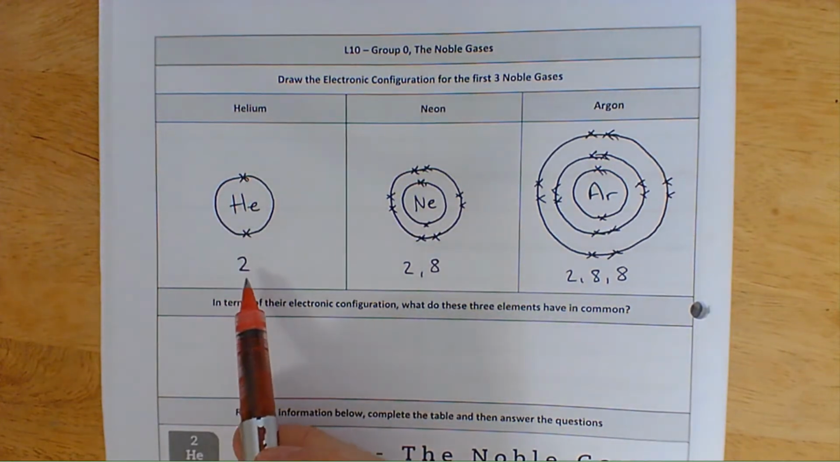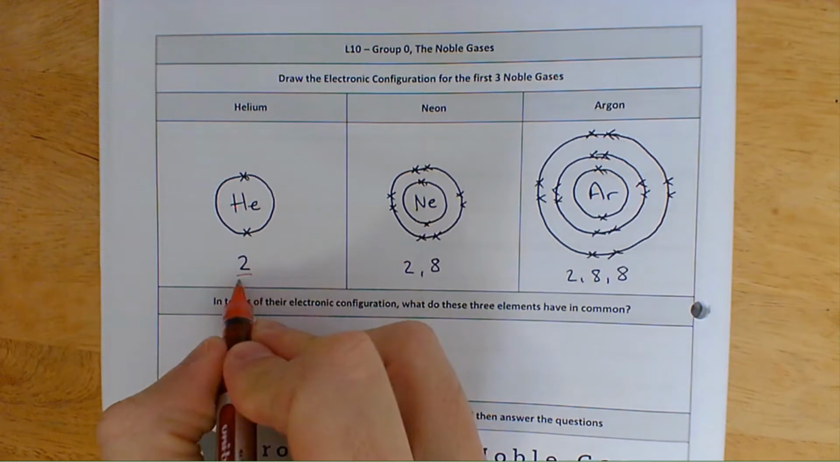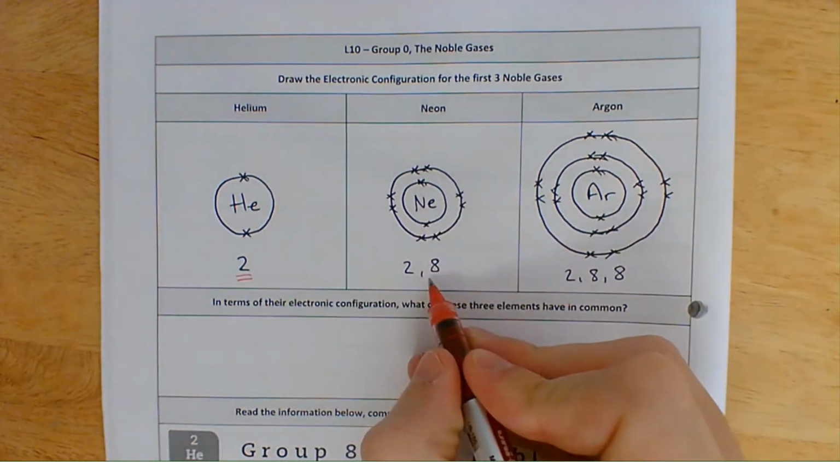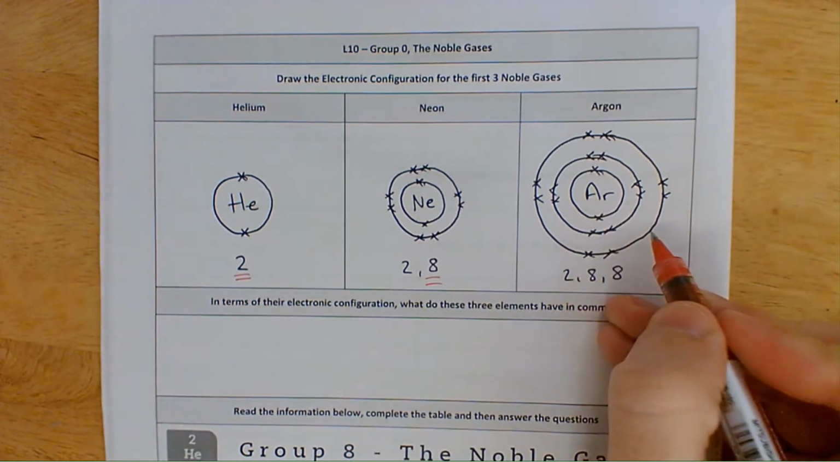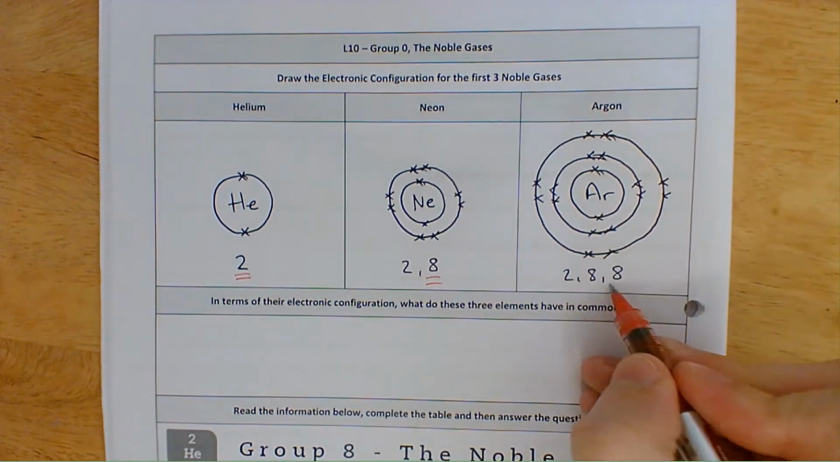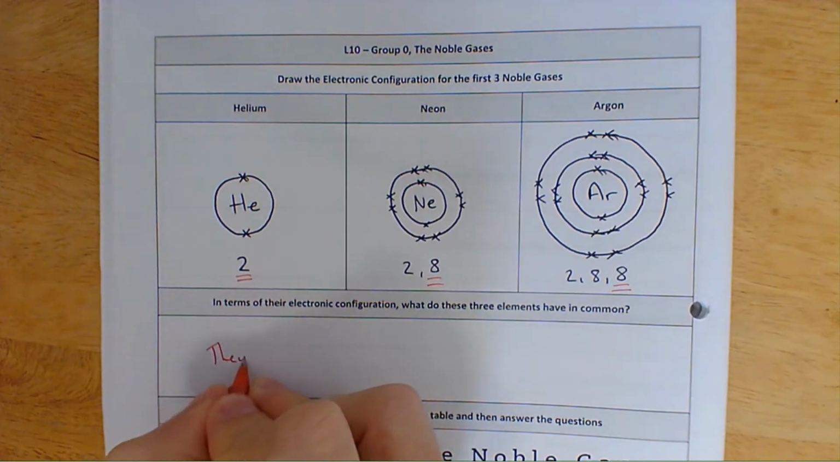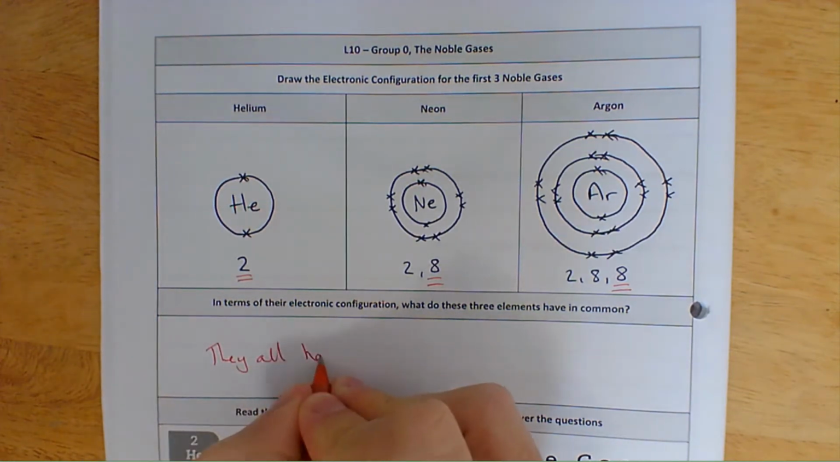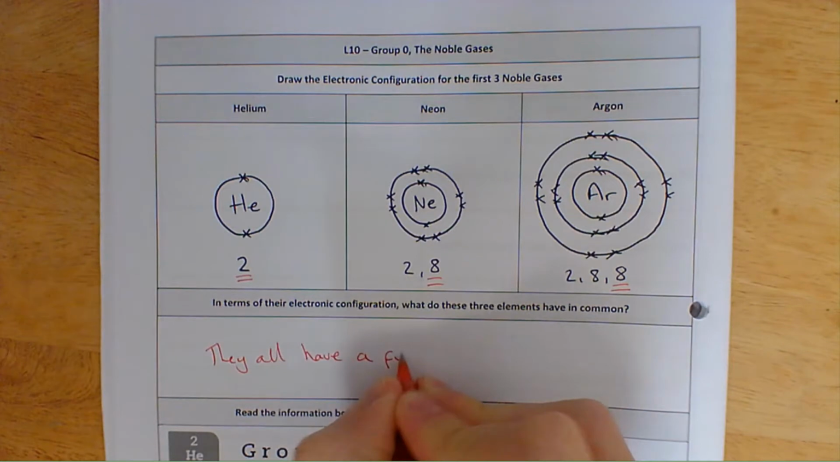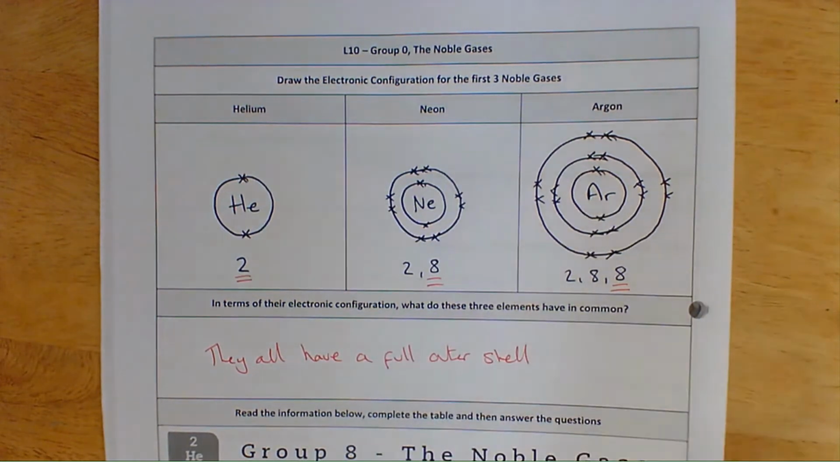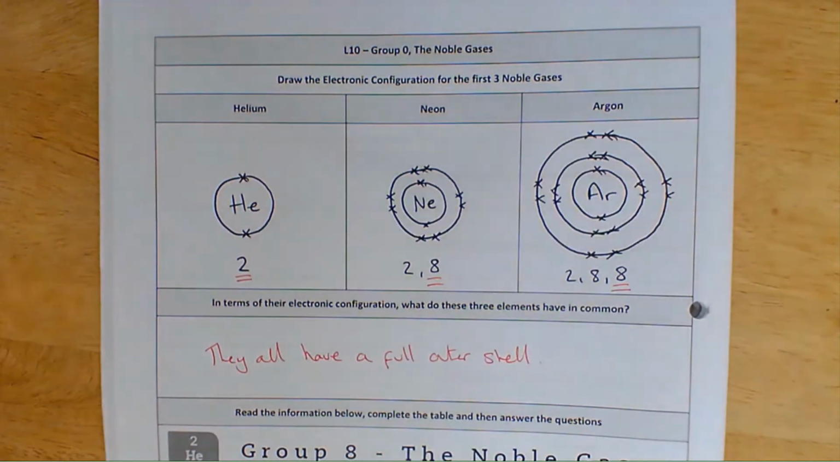However, what they do have in common is they have a full outer shell, because helium only has one shell and the maximum for that is 2. Neon has 2 shells and the maximum for that outer shell is 8. Argon has 3 shells and the maximum for that third shell is also 8. So yes, they don't have the same number of electrons in the outer shell, but they all have a full outer shell. And that is why they are all in the same group.